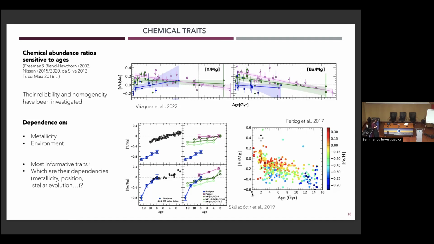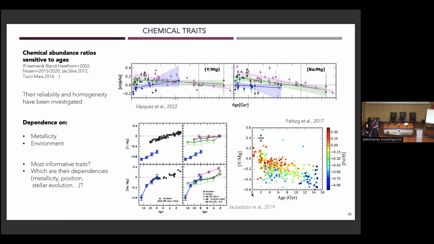but they're not even universal when we look at the metallicity of stars, because Feltzing showed us that when we look at yttrium over magnesium versus age, for different stars with different metallicity, at a given age we have a spread that is clearly dependent on the metallicity of the star itself.